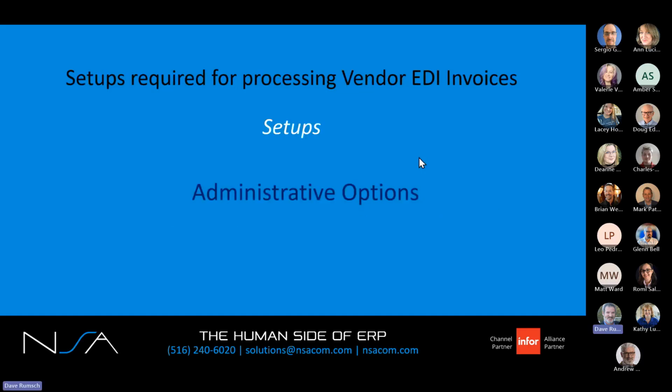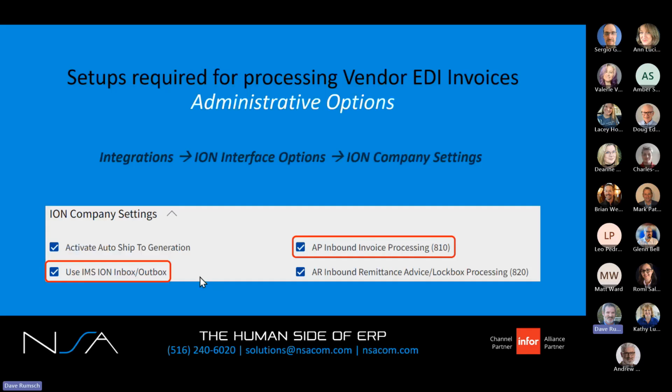Under administrative options, there are 2 options under integrations, ION Office interface options, ION company settings. You need to check the box to use the IMS ION inbox outbox. That gives you access to the troubleshooting of why an invoice might not have come in. And on the right side, we need to check the box to allow AP inbound invoice processing. That's what allows us to process them and see them in the Electronic Transaction Control Center.